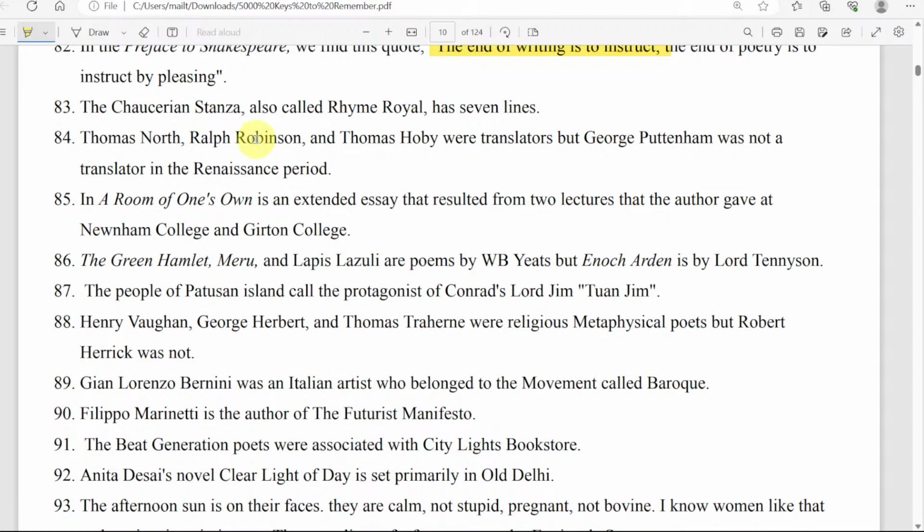We're talking about the Chaucerian stanza, also known as what? It is also known as Rhyme Royal, which has 7 lines. And Thomas North, Philemon Holland, and Thomas Hoby were translators, but George Puttenham was not a translator in the Renaissance period. Okay, A Room of One's Own is an extended essay that resulted from 2 lectures that the author gave at Newnham College. And remember, these 2 are important colleges where Virginia Woolf gave the lectures.